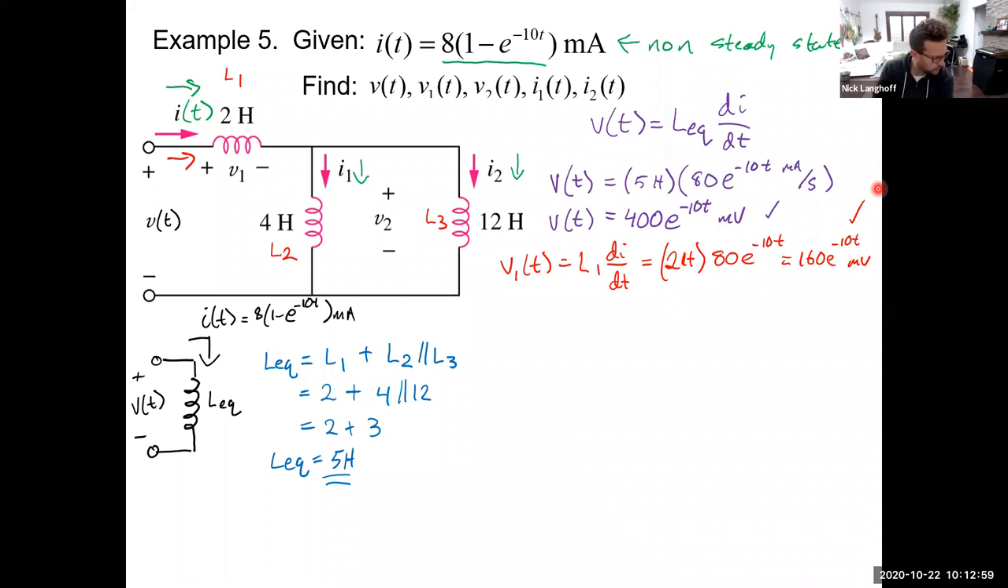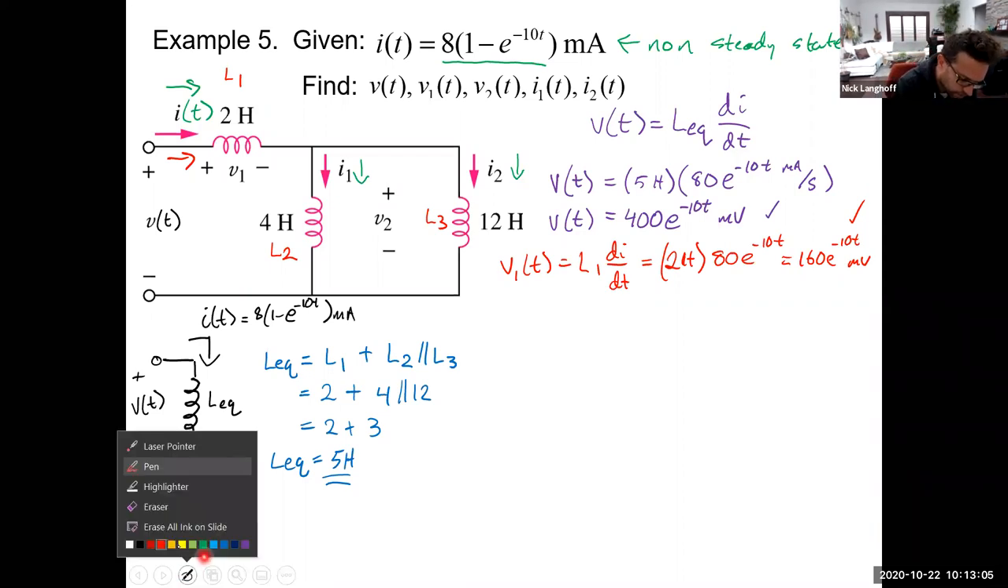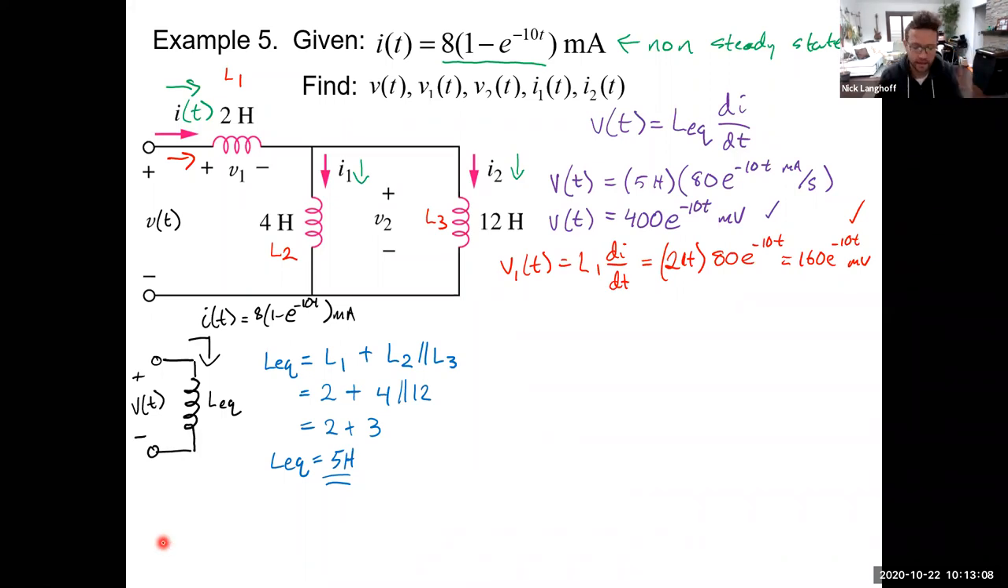Okay, now if we wanted to get V2 of t, we can do that. There's a couple different ways we could get there. Let's get V2 of t equals what here, right? So a couple ways we could do it. One is by KVL, or we could do the voltage divider equation. Voltage divider is kind of nice. But let's do it by KVL, I guess. Yeah, sure. All right, we can do it by KVL here.